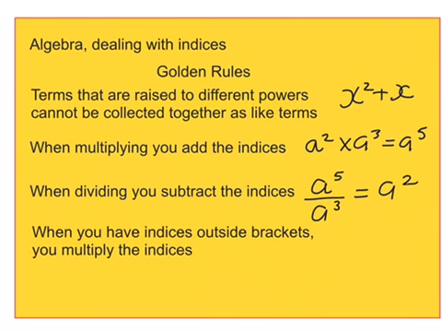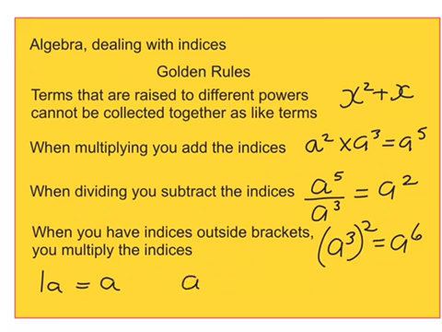If there are indices outside the brackets, then you multiply the indices. So a cubed, if all of that is then squared, becomes a to the 6. And finally, just by convention, in the same way that in anything with algebra, if you had 1a, you would just write that as a, it's exactly the same if you had indices. If you had a just raised to the power 1, again, you would just write that as a.